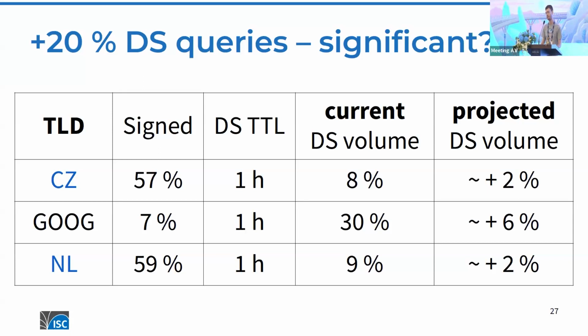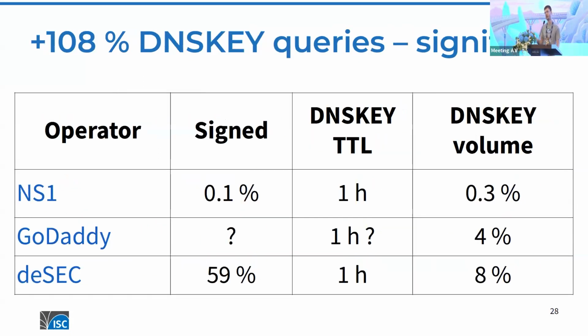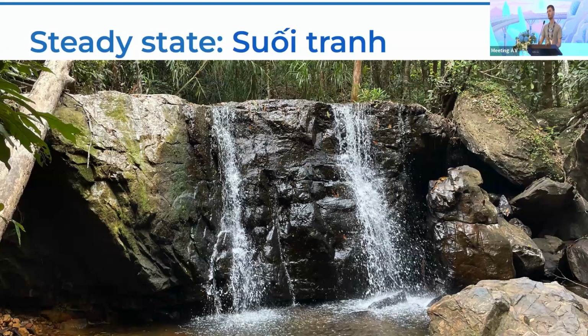TLDs on the slide. For DNSKEY queries, we theoretically can do the same extrapolation, but it's much harder to get the data out of the second level operator, so I'll not delve into that. So the question is, is it worth having 2 to 6% more queries on the authoritative servers on the TLD level? Is it significant even?